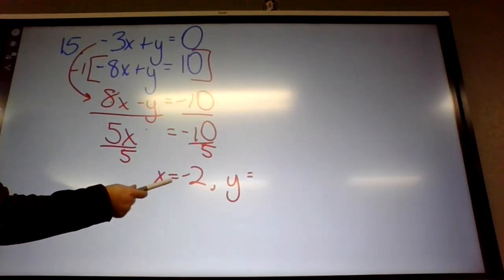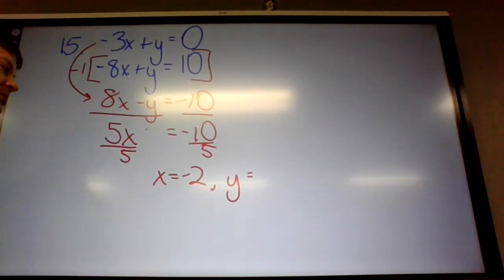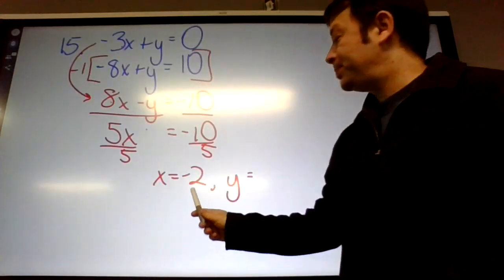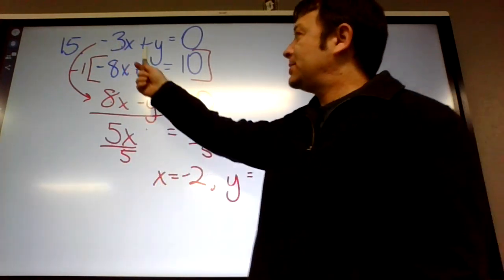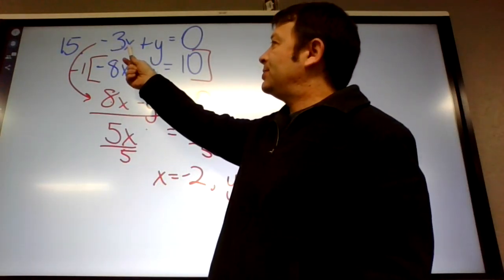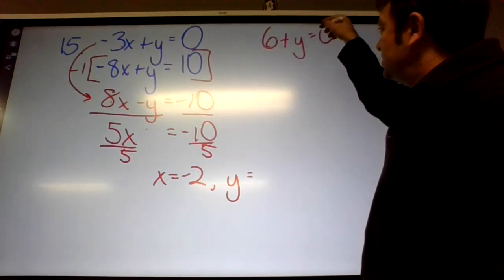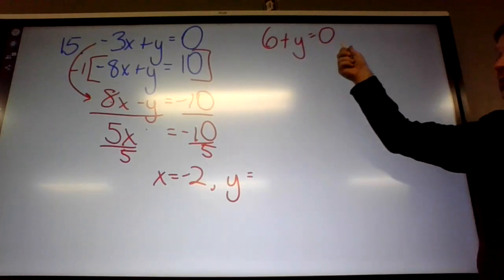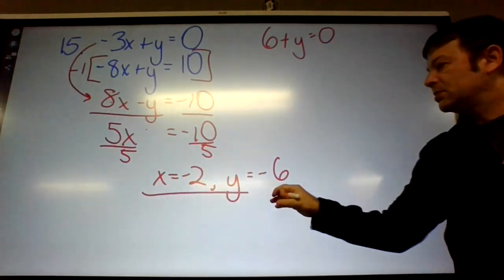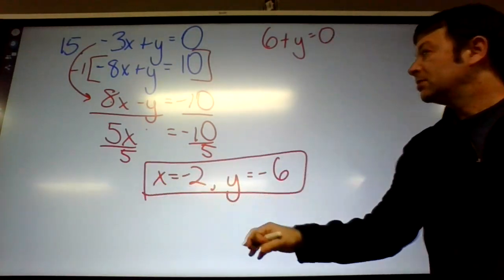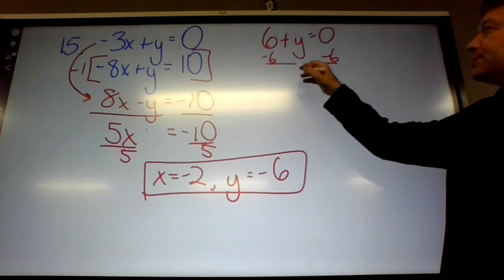The kind of bad thing about elimination is when you go to plug it back in, it's not as easy as substitution is. But if I put -2, let's say right here, 3x is -2, so -3 times -2 is 6. So 6 plus what equals 0? -6. Or you could just subtract 6 on both sides.